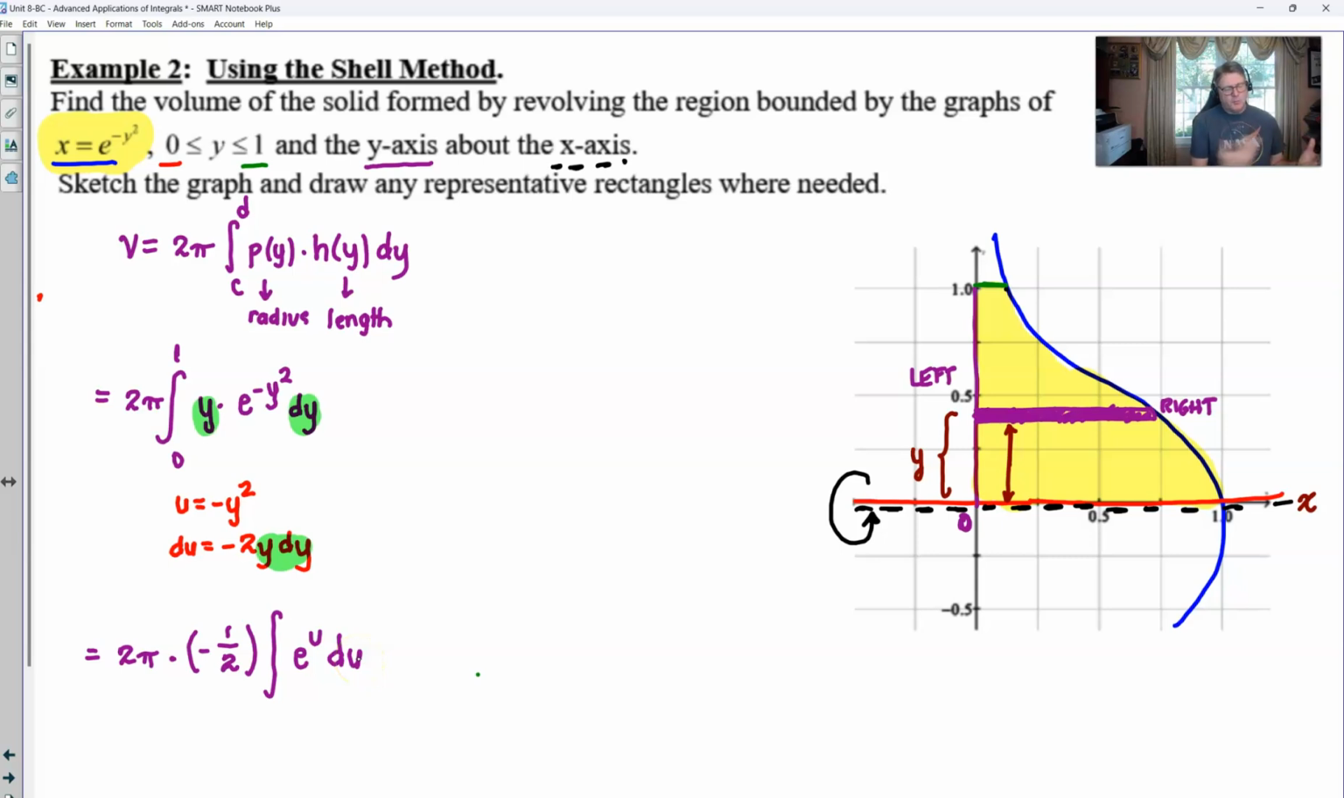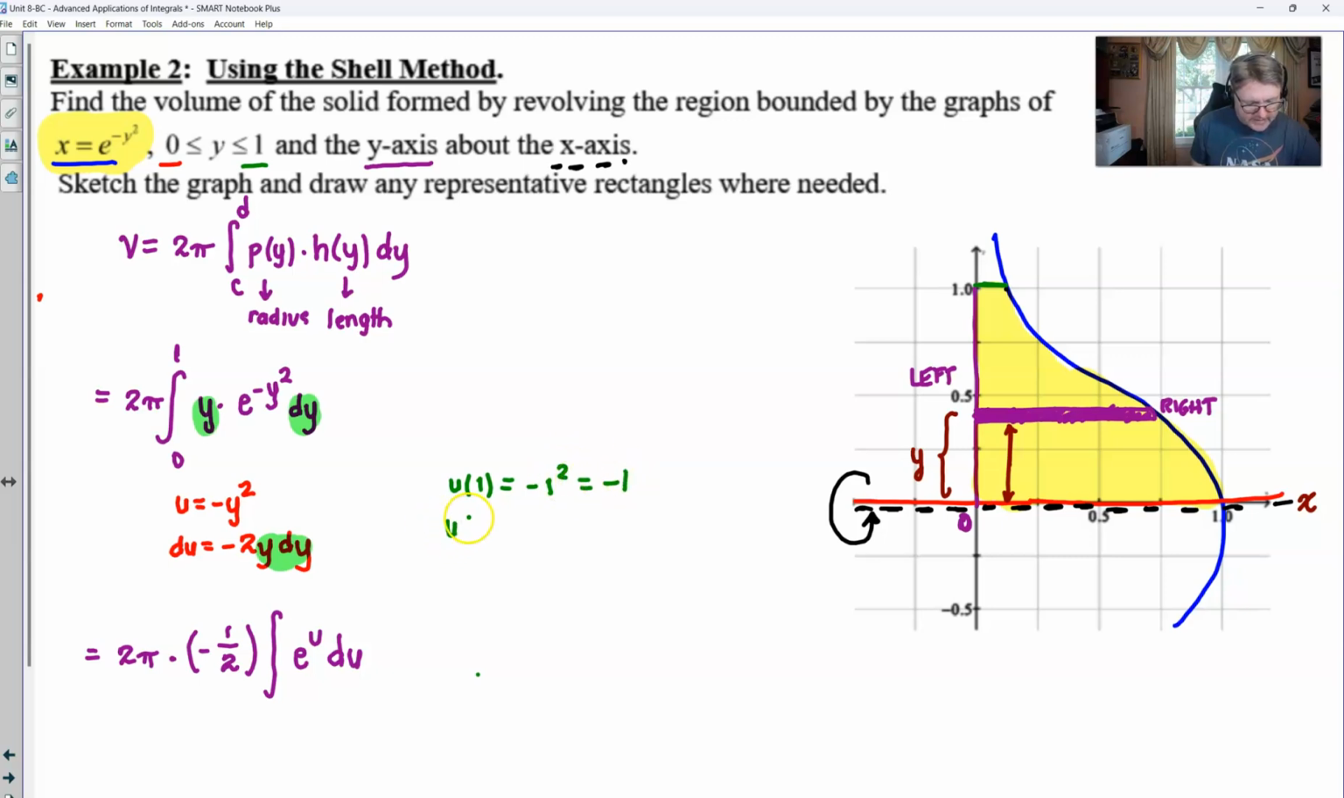Now, at this point, we could make a decision about whether or not we want to change the boundaries to u or use the original y boundaries. I'll tell you what I'm going to do. It doesn't seem like it's going to be so tough. I'm going to go ahead and say, let's go into our u expression here and evaluate the u for the value of y being 1, and we get negative 1 squared, which is negative 1.